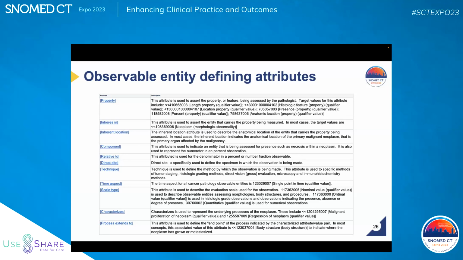These are the properties in the observable entity hierarchy, or the attributes that we used. How an observable entity is built is as an assessment of a property of something. We had to create a couple of property types because they didn't exist: histologic type, histologic grade. But presence/absence, we're measuring presence oftentimes. Is the tumor present in this location? Is it anatomic location? We'll talk about some of the nuances.